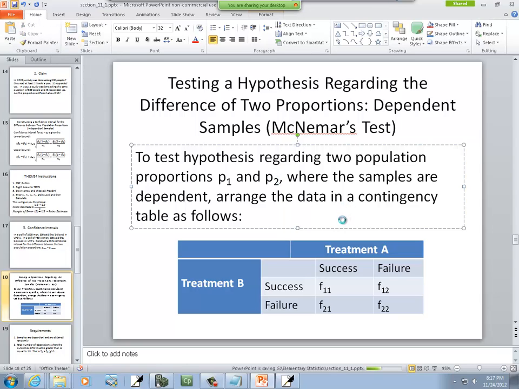Where the samples are dependent, arrange the data in a contingency table as follows. Now this f11, f12, that sub 11, that refers to row, column. So row 1, column 1. This is row 1, column 2, row 2, column 1, and row 2, column 2.